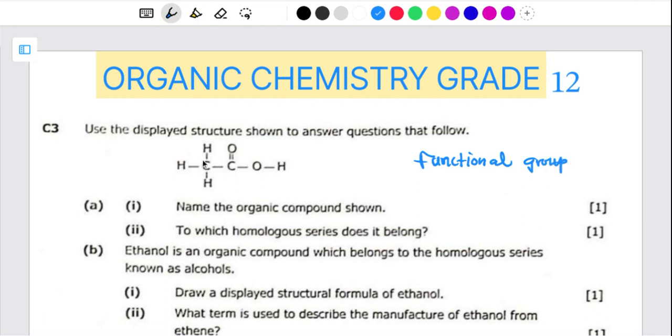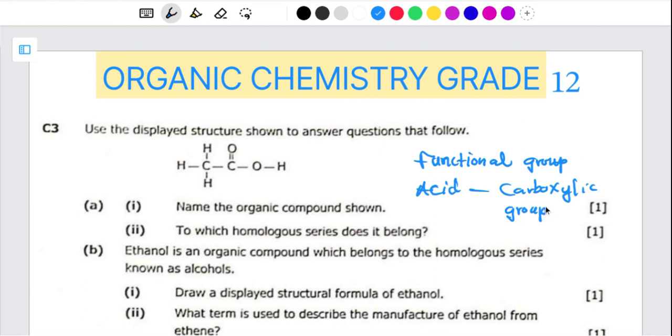From here, we know that we have O with a double bond to C, and a single bond to OH. When you have two oxygens arranged in this way, this is an acid. This group here we call the carboxylic group. So acids have a functional group called a carboxyl or carboxylic group.